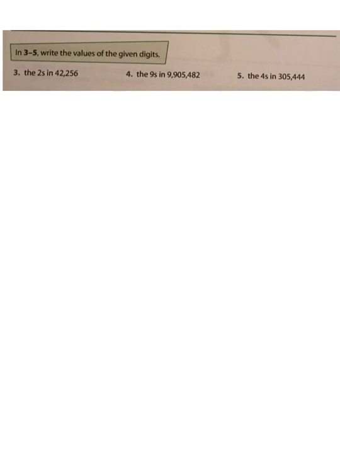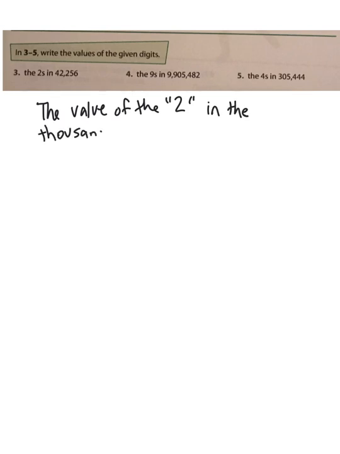We're going to write the value of the given digits. So for number 3, it asks us to write the value of the 2, and there's more than one 2 in this number, 42,256. So I need to write the value of both of those 2's. For this, I would suggest maybe just write a sentence since you have 2 different 2's, and you could write the value of the 2 in the thousands place, and if you're doing this on Cami, you're probably going to be typing it, not handwriting it.